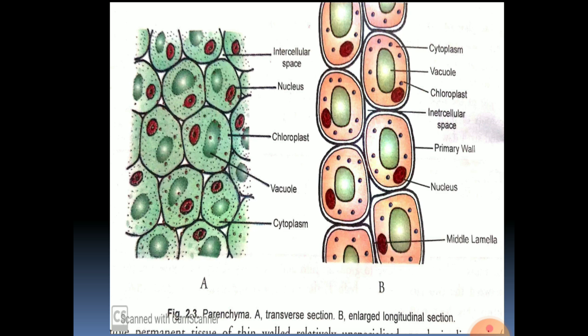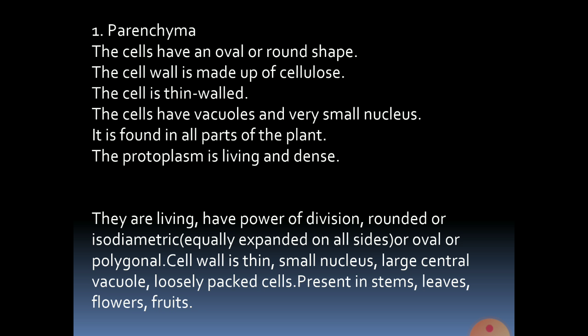So you can see in this diagram, this is a transverse section of parenchyma and another is a longitudinal section of parenchyma. In this you can see the intercellular spaces, the vacuole, and the nucleus at the side, and the cell wall is a double layered cell wall made up of cellulose, right? Again, they are living cells and have the power of division.